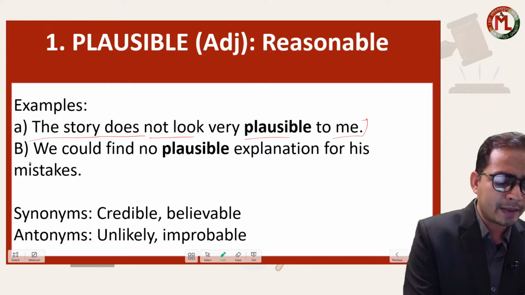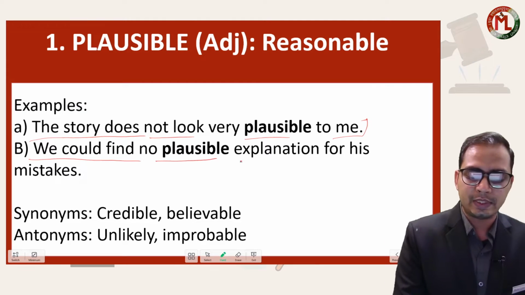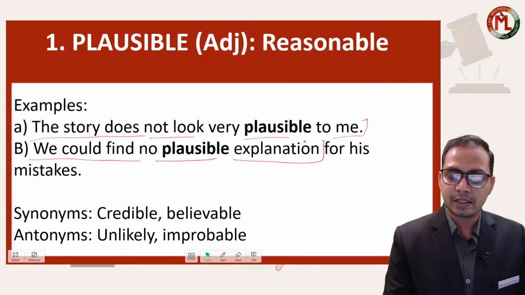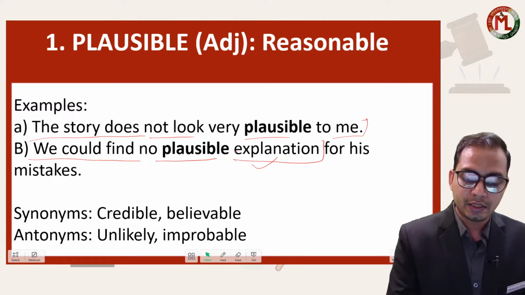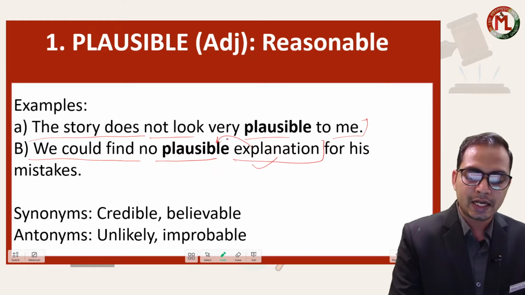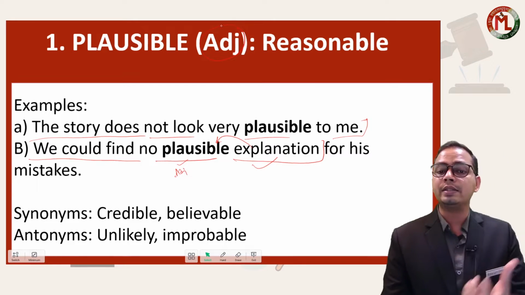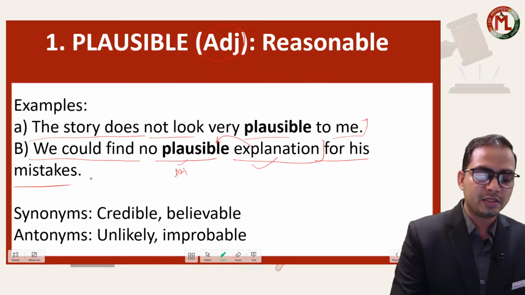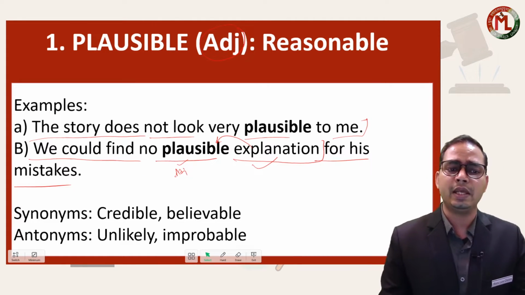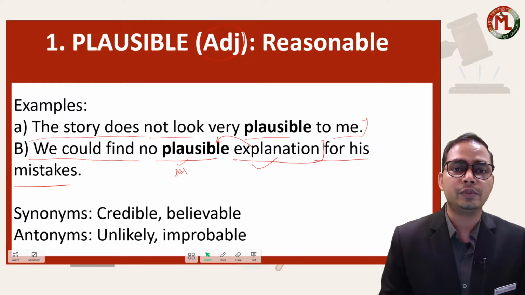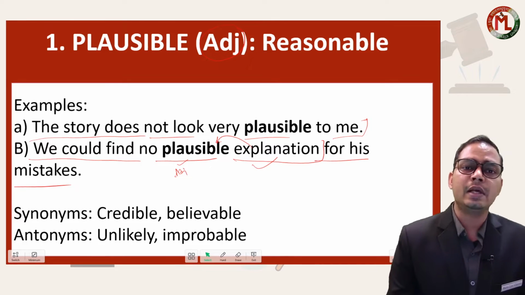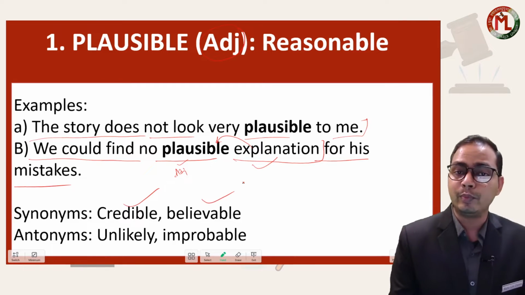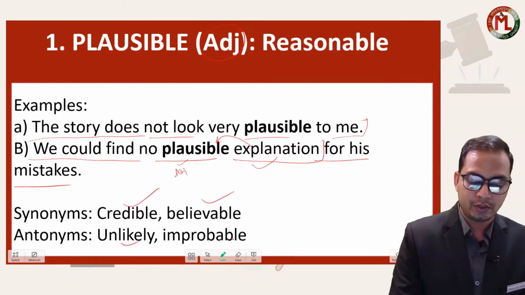The second example is we could find no plausible explanation. You can see this word has been preceded by the noun explanation, so that's why it is an adjective. So plausible means believable, and it will be used as an adjective. For his mistakes, a random person did some mistakes, and when he came for justification, he told a story, an explanation that was not plausible. The synonyms are credible and believable, and the antonyms are unlikely or improbable.